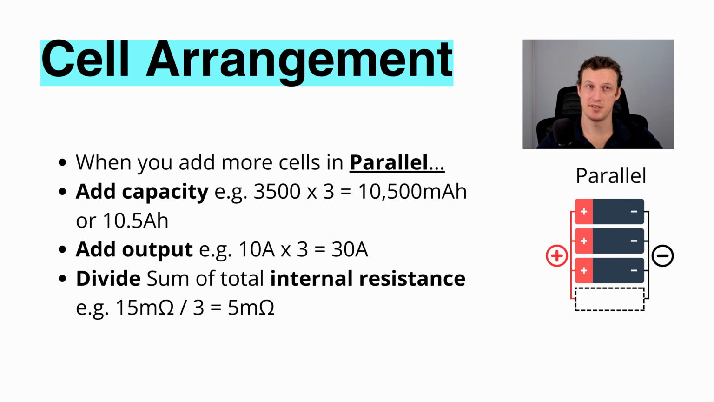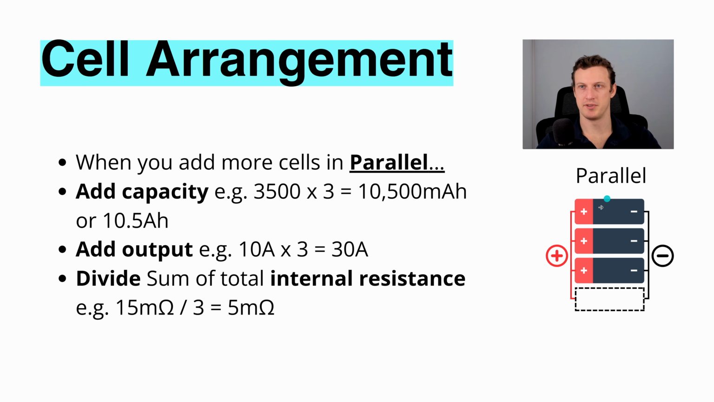When you add more cells in parallel, you add capacity. For example, say you have 3 cells that are 3,500 milliamp hours each, you multiply that by 3 to get 10,500 milliamp hours, or 10.5 amp hours. You add their output, so if they're capable of doing 10 amps each, you multiply that by 3 to get 30 amps. And you divide the sum of the total internal resistance.